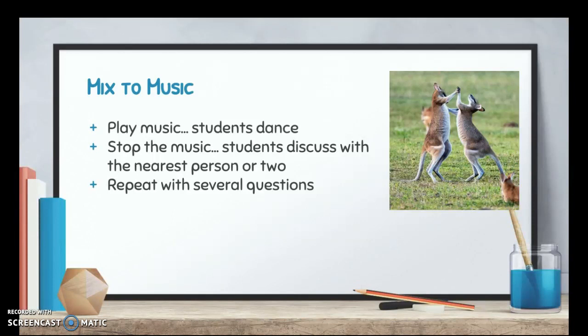Mixing to music. This is kind of like musical chairs, but it's nobody's out. Essentially, you play the music, they get to move about. When the music stops, if there's one person near them, they talk to them. If it's two, then it'll be a group of three. They talk about whatever the question is.